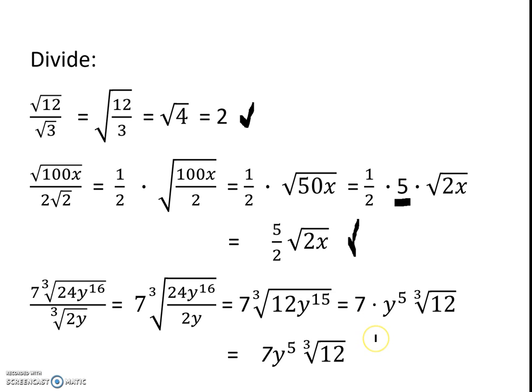Our last one on this page is 7 times the cube root of 24y to the 16th over the cube root of 2y. Again, rewriting that as 24y to the 16th over 2y. 24 divided by 2 is 12, and y to the 16th over y is simply y to the 15th. Well, we know the cube root of y to the 15th is y to the 5th. So we have 7 times y to the 5th times the cube root of 12 for our answer.